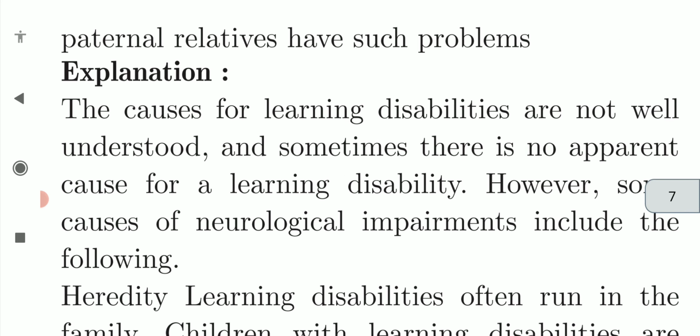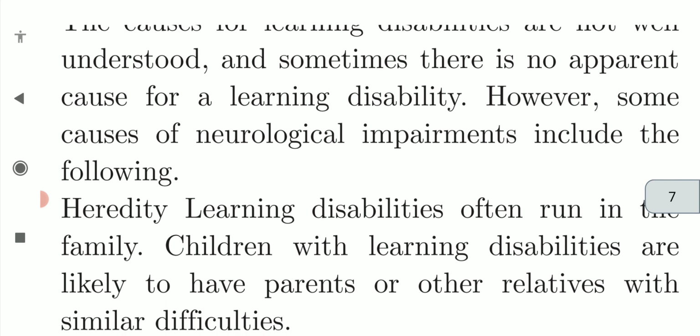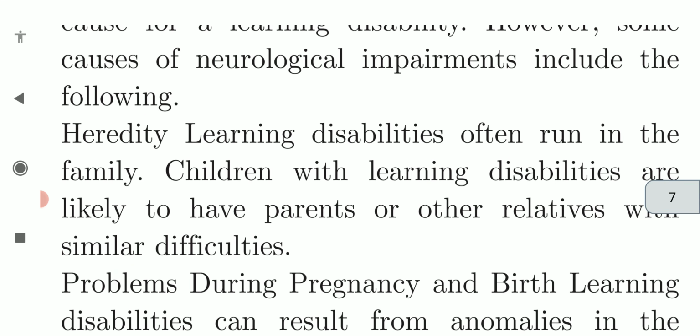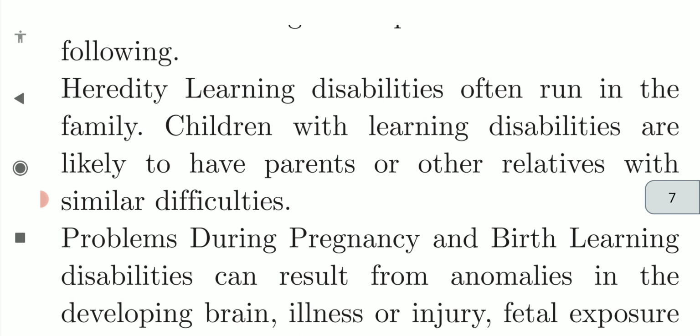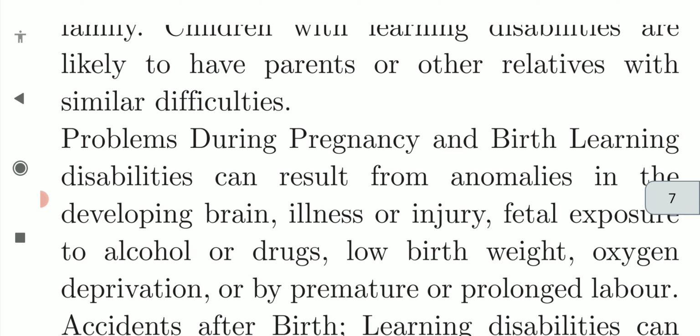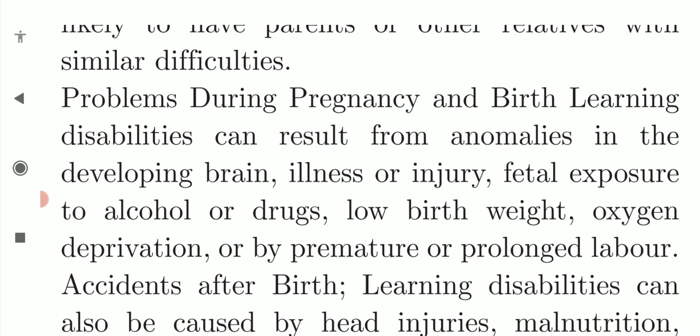The causes of learning disabilities are not well understood actually, and sometimes there is no apparent cause for learning disabilities. However, some causes of neurological impairment include the following. Hereditary: learning disabilities often run in the family. Children with learning disabilities are likely to have parents and other relatives with similar difficulties.